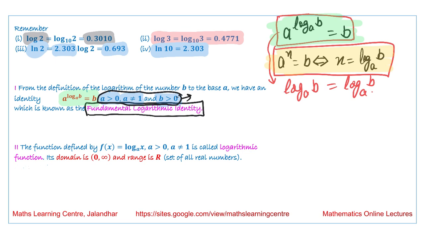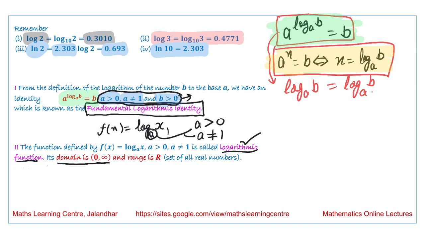Next is the logarithmic function. We are saying a function f(x) which is equal to log x to the base a. Again, on the base we have two conditions: a is greater than 0 and a is not equal to 1. Then this function is called a logarithmic function. The domain of this function is 0 to infinity, the values x can take. x belongs to 0 to infinity, and the range of this function is all real numbers.